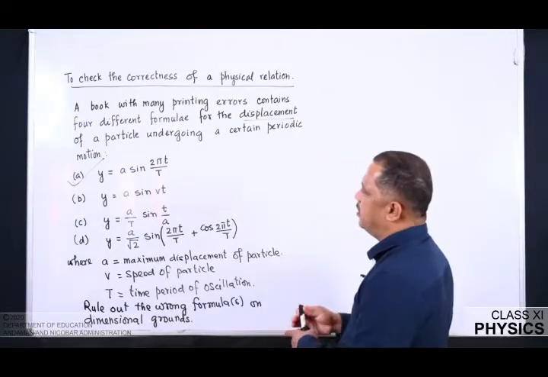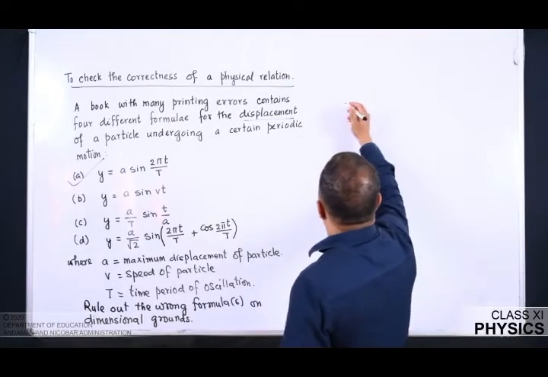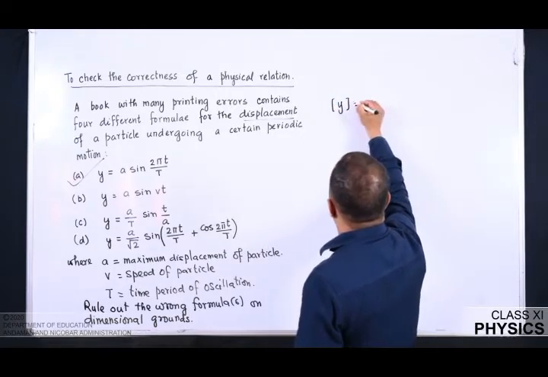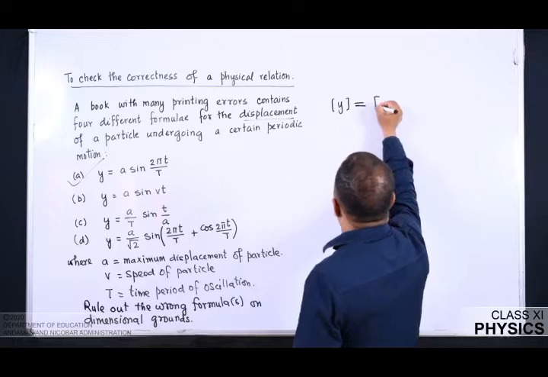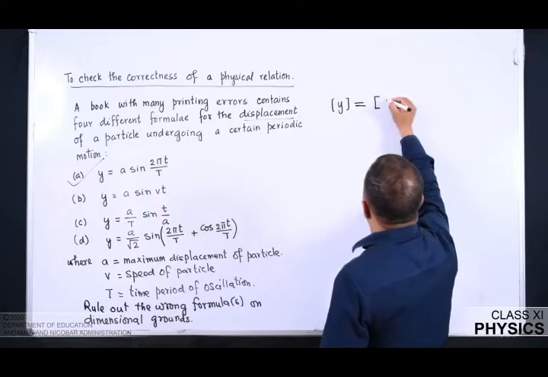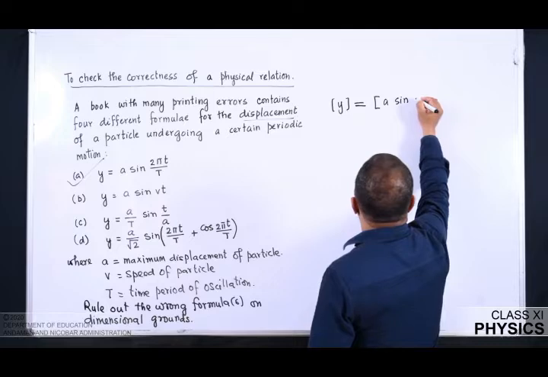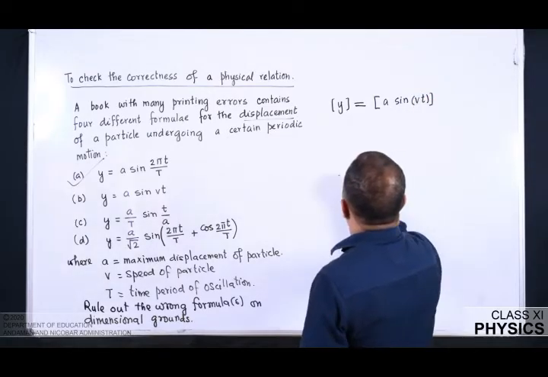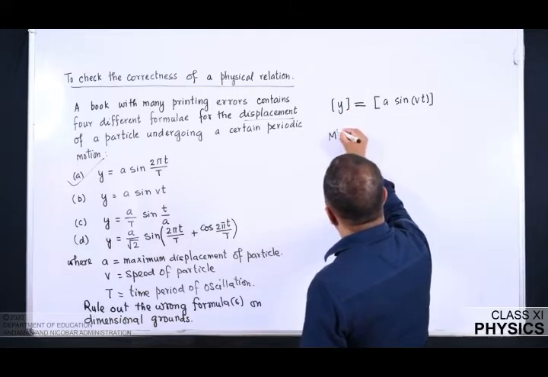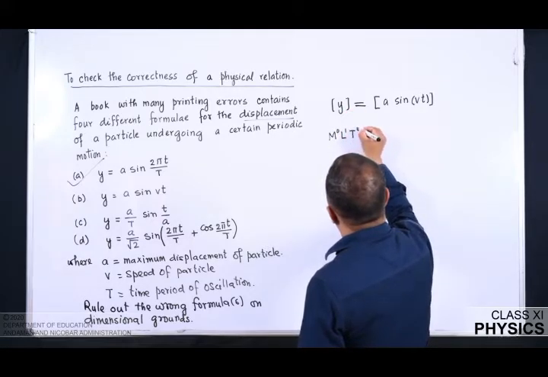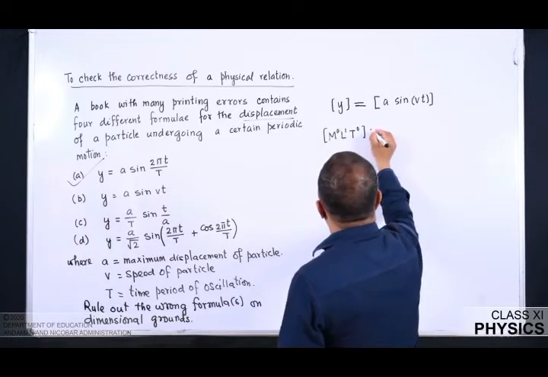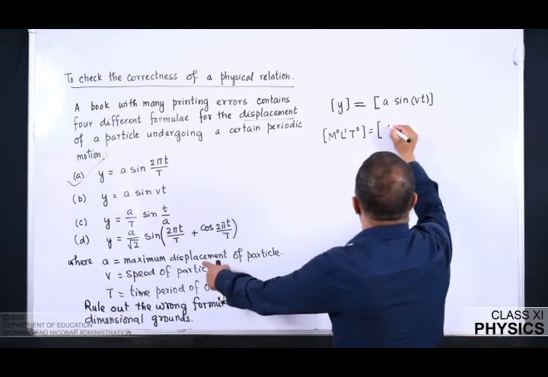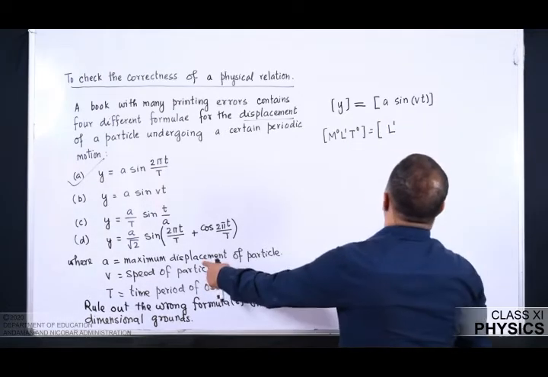When we try to see the second equation, I have y is equal to, I want to check whether it is equal or not, the dimension of a sine v t. I want to check this one. For y, again this is the displacement, so it will be like this. On the right hand side, for a, it was already told that it is displacement, so this will have one dimension in length.